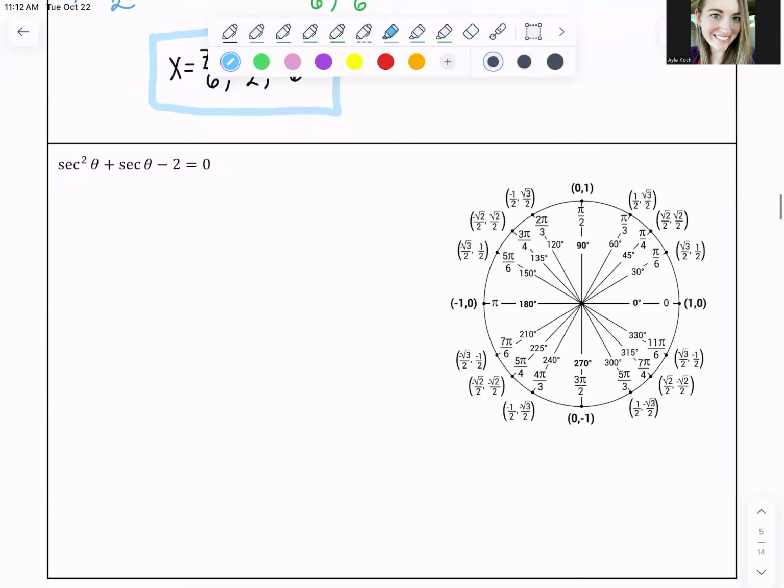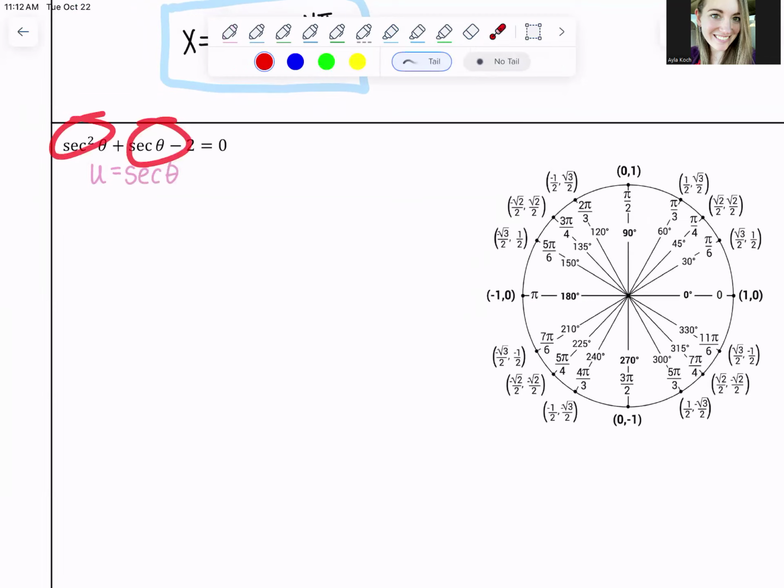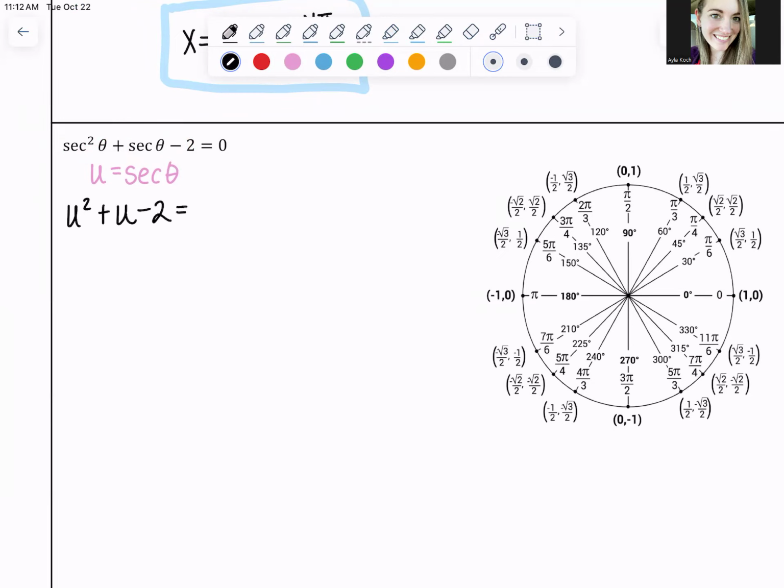One last example for this video. We have secant squared theta plus secant theta minus 2 equals 0. I am going to do a substitution here. For my substitution, I'm going to let u be secant theta because I see a squared secant, a regular secant, and a constant. This becomes, instead of secant squared, u squared plus, instead of secant, it's u minus 2 equal to 0. This factors into u plus 2 times u minus 1.